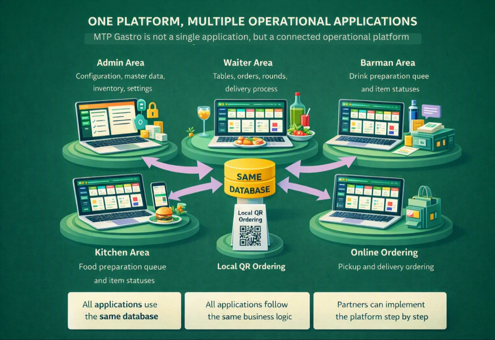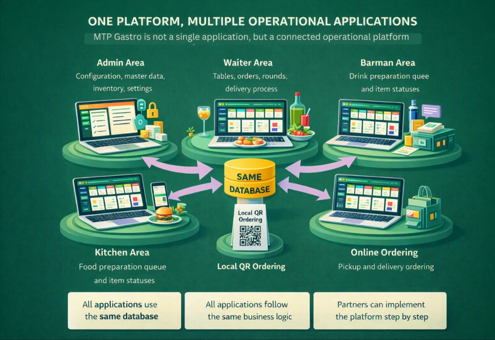Before we continue, there is one important point. In this presentation, we will present everything that MTP Gastro can do. This does not mean that every partner must use every feature of the platform. MTP Gastro can be implemented step by step. It can be used as an additional system alongside an existing restaurant system, or it can be implemented as the complete operational platform. There is no requirement to replace an existing system. Each partner decides which parts of MTP Gastro to use and when to introduce additional functionality. This allows restaurants to adopt the platform gradually with minimal operational risk.